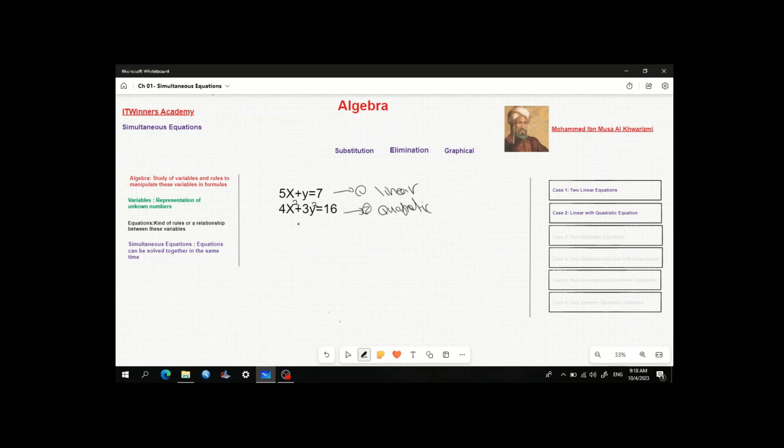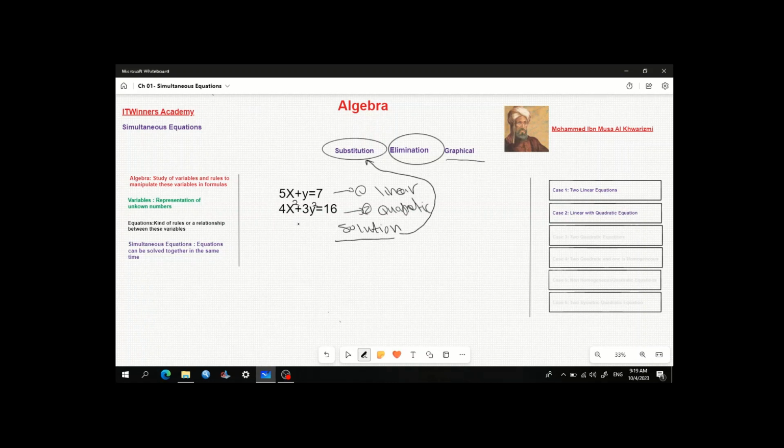By elimination? Not valid here. I can't eliminate one of these because in the second equation x and y are in square form. So the method here is substitution. Okay, so let's start solving by substitution.